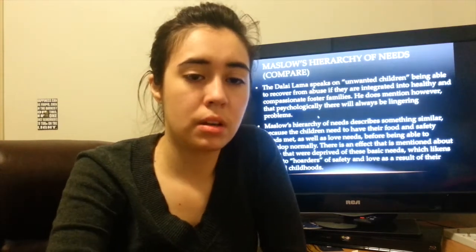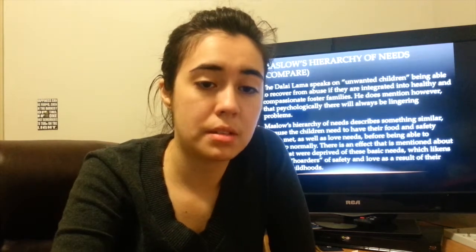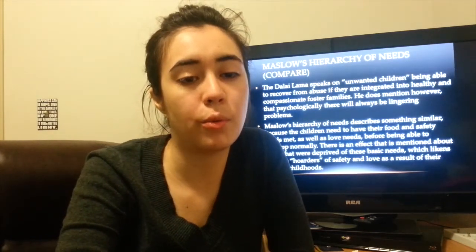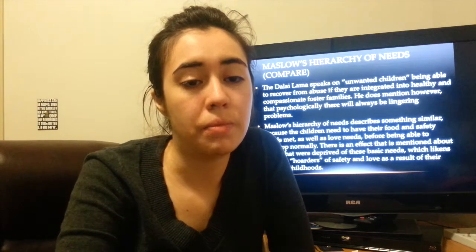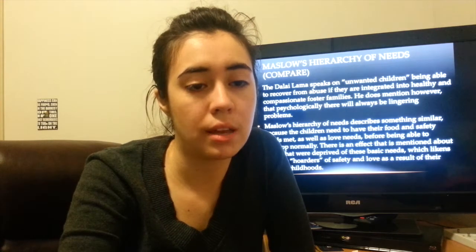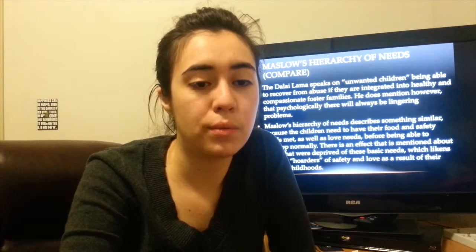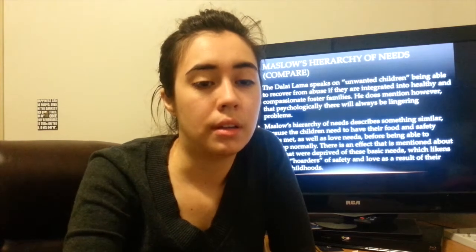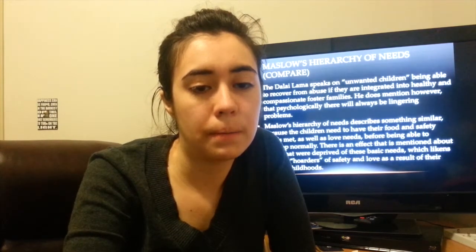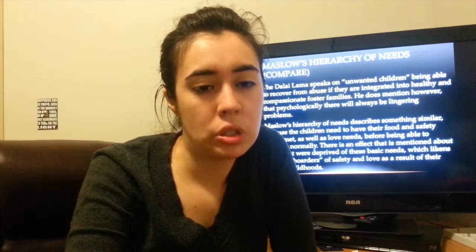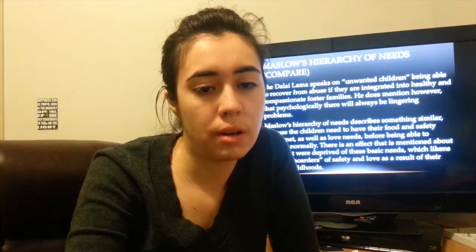And Maslow's hierarchy of needs describes something similar because children have to have the 4 cognitions, knowing that they'll be fed, are safe, and are loved before being able to self-actualize. But there's an effect that is mentioned about those deprived of basic needs.